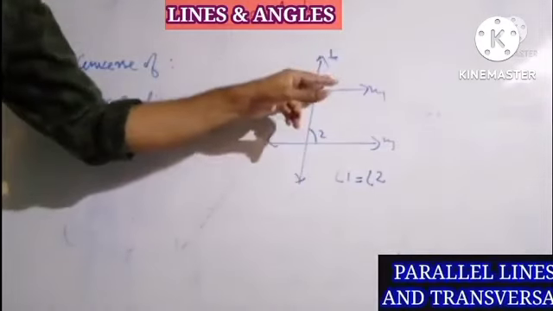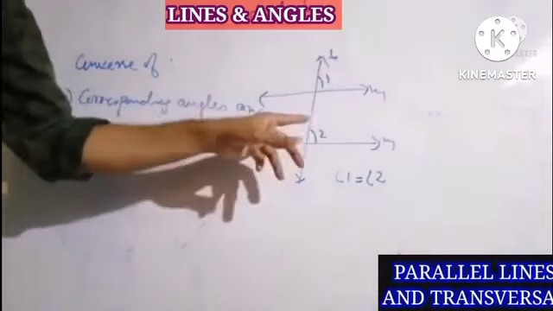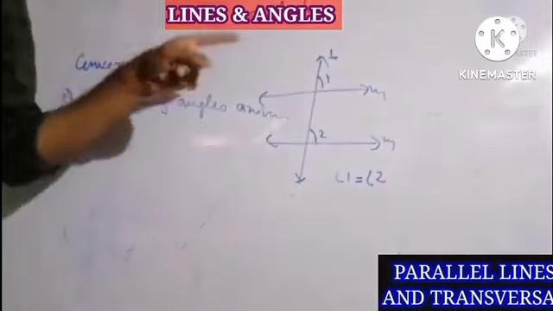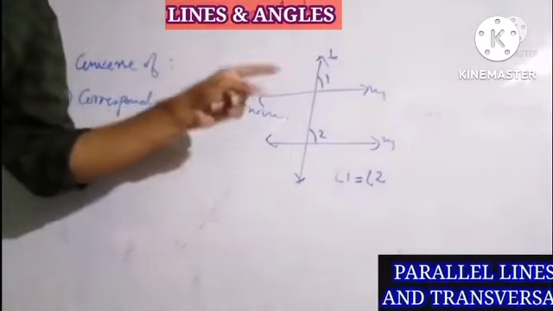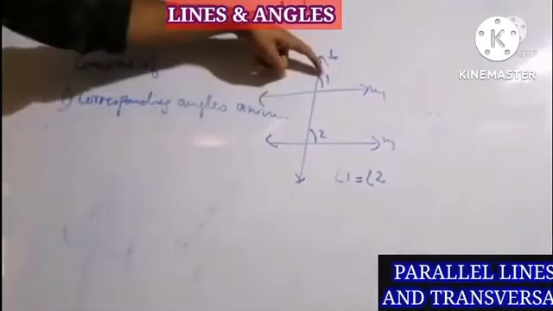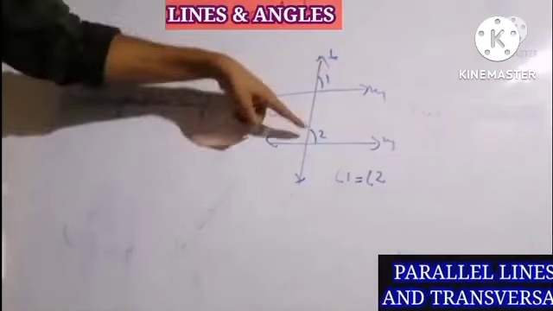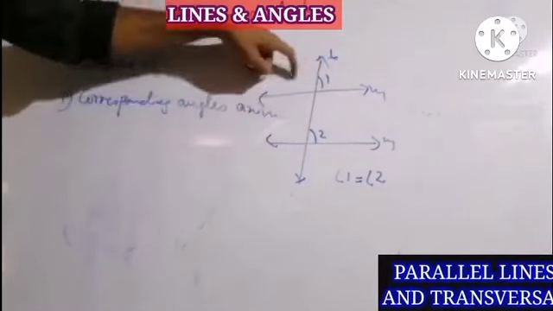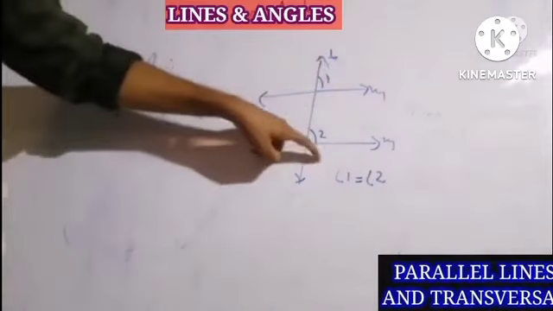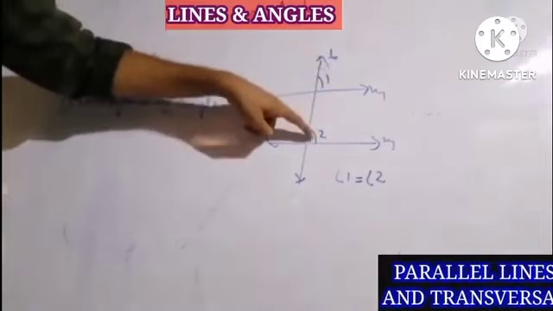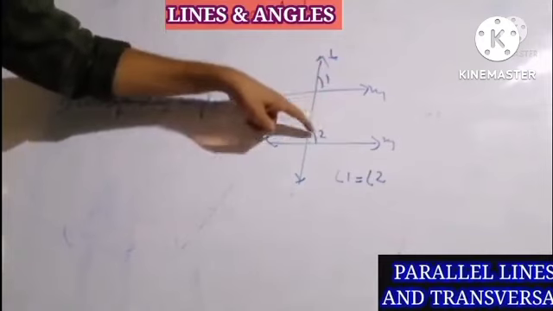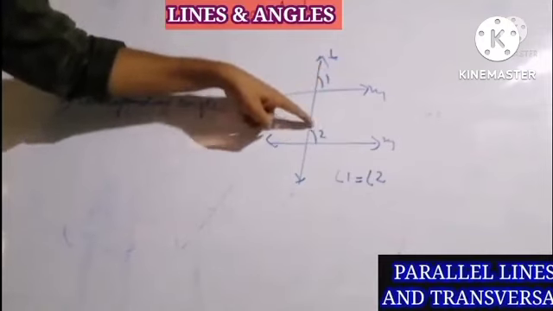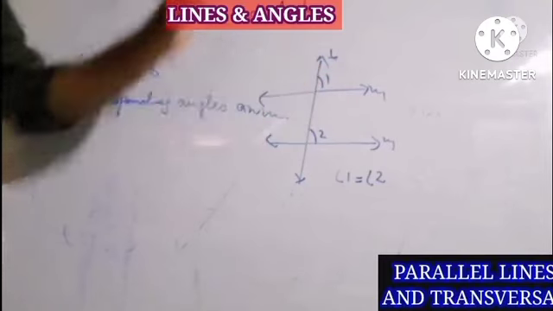And what type of angles are angle 1 and angle 2? First of all, we have to find out what type of angles angle 1 and angle 2 are. We can say that angle 1 and angle 2 represent the same position in each group. So this is the first group of four, the second group of four, and angle 1 and angle 2 are equal. This represents the same position, which means they are called corresponding angles. Here corresponding angles are equal.